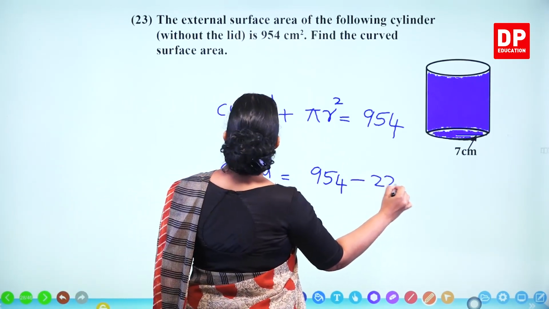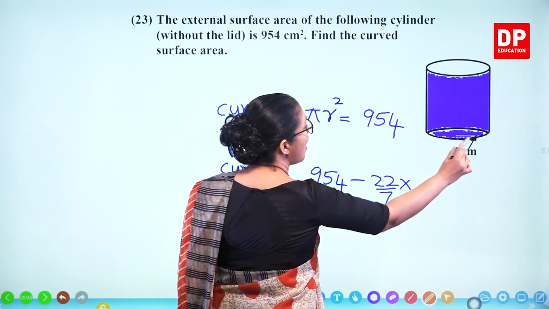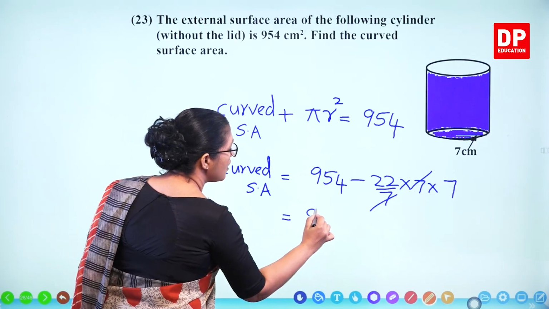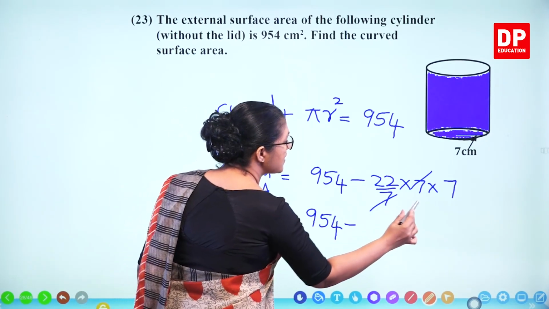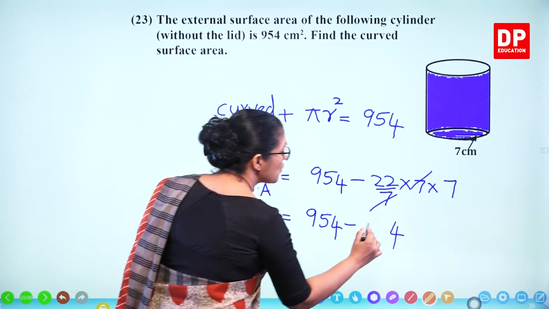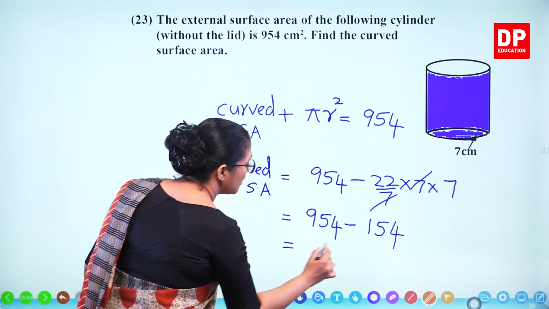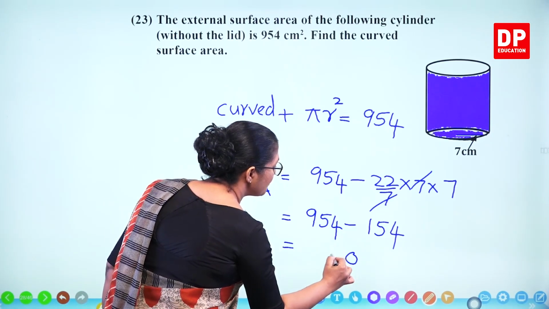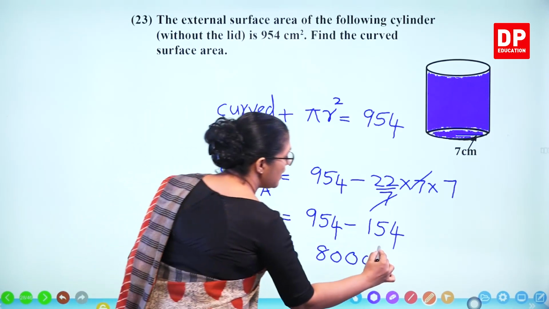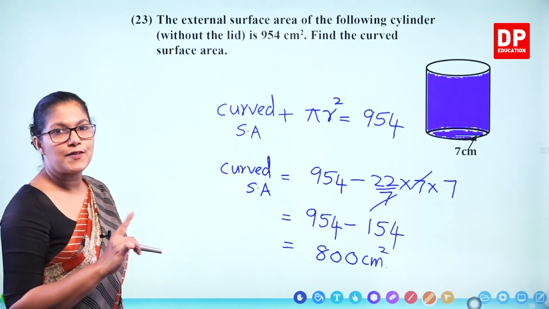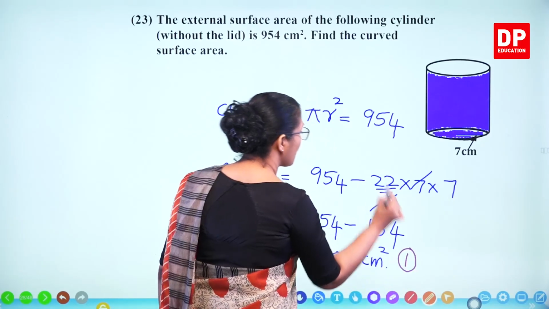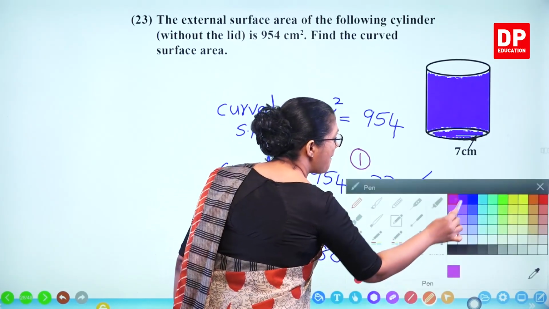Pi is 22/7. R is 7. So 7 times 7, so 7 gets cancelled out. So 954 minus 7 times 2, 14, 1 remaining. 7 times 2, 14 plus 1, 15. So you get 0, 0, 8. So 800 square centimeters is the area of the curved surface. So 2 marks for that, 1 mark and 1 mark for the method.